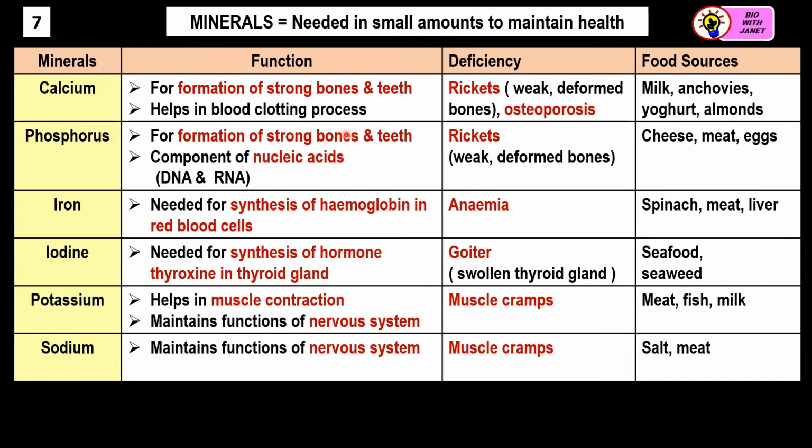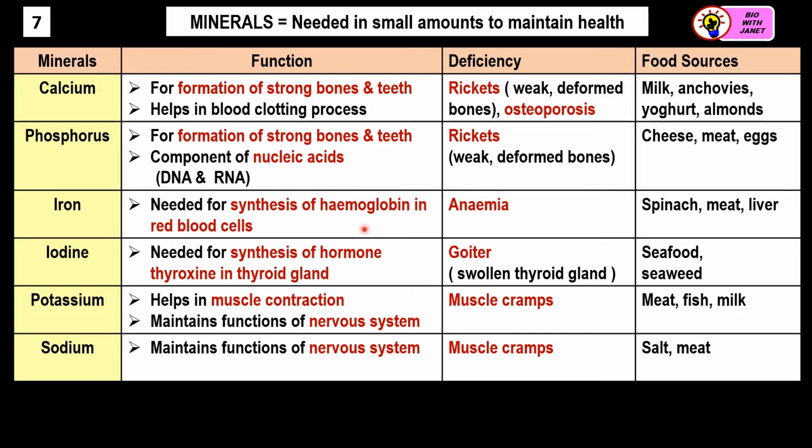So phosphorus is also important for the formation of strong bones and teeth, just like calcium, and it's a component of nucleic acids, that is DNA and RNA. So we know in DNA and RNA, the basic unit is called the nucleotide, and inside the nucleotide, there is a phosphate group. So deficiency in phosphorus causes rickets, just like for calcium. Food sources are cheese, meat, and eggs.